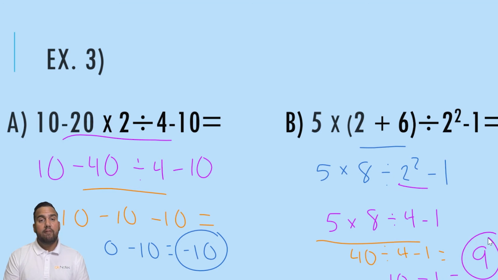Hopefully you got these both right. If you did, excellent job. If not, keep practicing this. Make sure you understand them. Always remember, PEMDAS is used, why? So we can stay in order. But when you have multiplication, division, or addition, subtraction, you're just going to go left to right when they're in the same line.